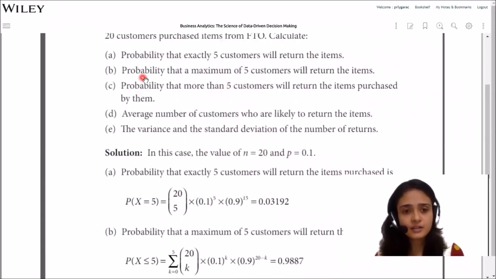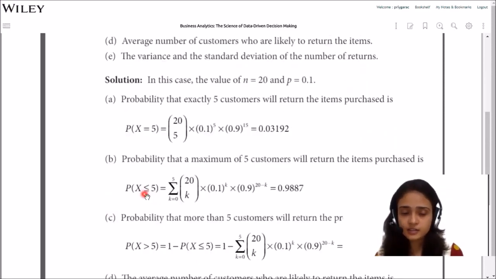The second statement is the probability that a maximum of 5 customers will return the items. Maximum of 5 customers means the maximum value is 5, and the minimum can be anything, ranging from 0 to 5. So I have the value of x ranging from 0 to 5, and I can write the probability of x less than or equal to 5.